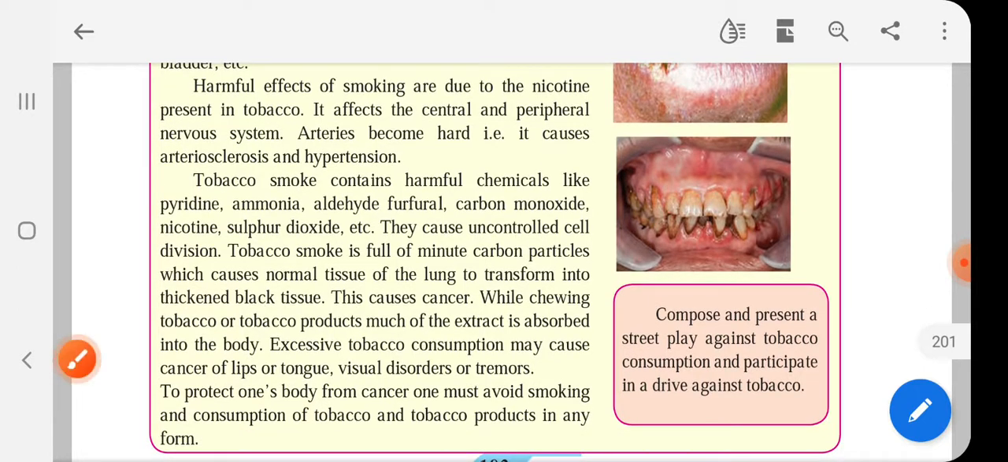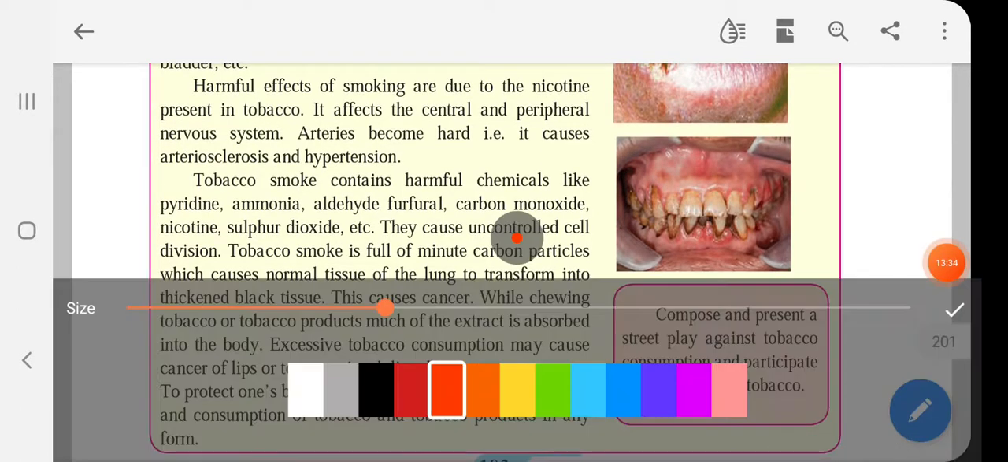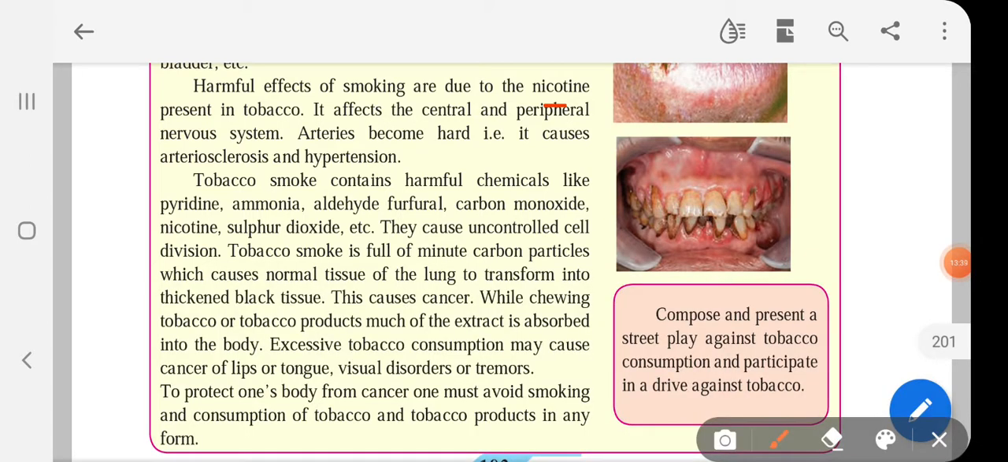Harmful effects of smoking are due to the nicotine present in tobacco. It affects the central and peripheral nervous system. Arteries become hard, that is, it causes atherosclerosis and hypertension. Tobacco smoke contains harmful chemicals like pyridine, ammonia, aldehyde, furfural, carbon monoxide, nicotine, and sulfur dioxide. They cause uncontrolled cell division.